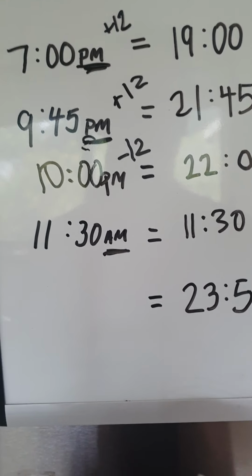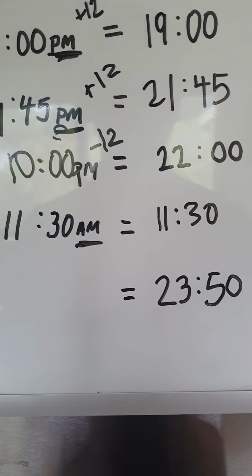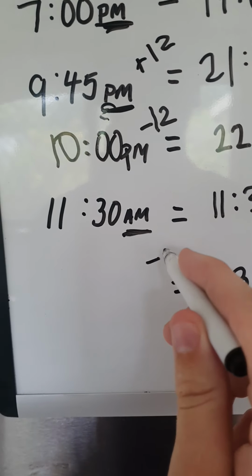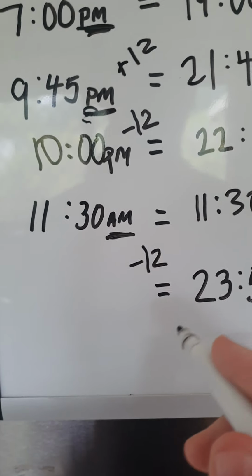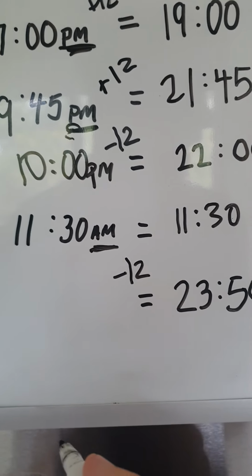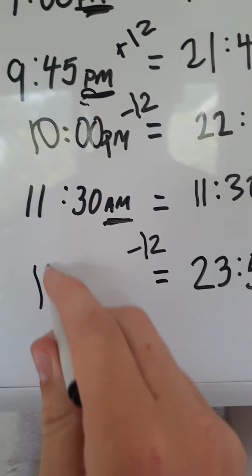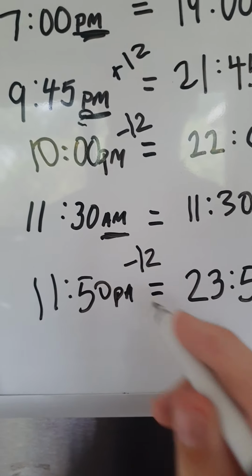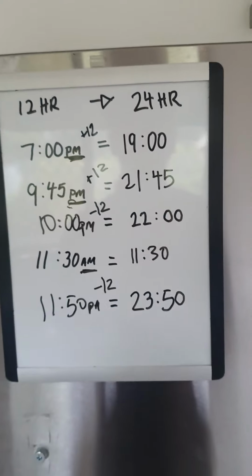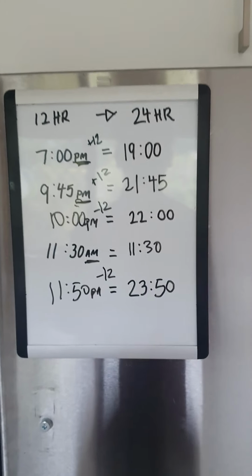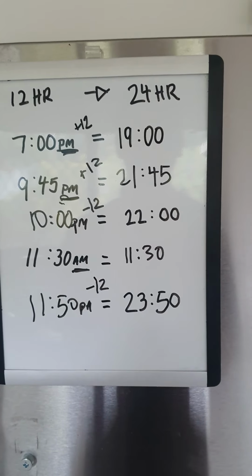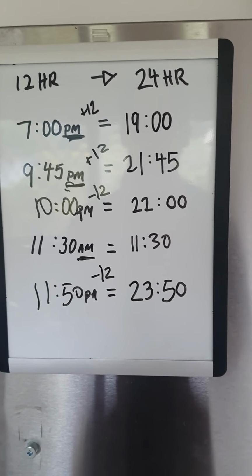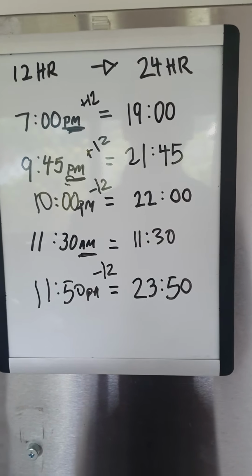And then this last one, 23:50. That's an easy one. What are we going to do there? We're going to minus 12 hours, and that becomes 11:50 p.m. All right, work on some of these, guys. Just do a bit of a reverse, and you should be able to find your 24-hour and 12-hour by minusing 12 or plusing 12.